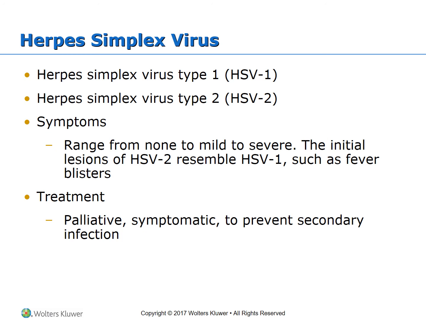Two-thirds of people who have had an initial breakout will have a recurrence. Treatment: no cure exists for genital herpes. They can do palliative treatment, symptomatic, to increase comfort and to prevent secondary infection. Antiviral meds can shorten and prevent outbreaks when taking meds.